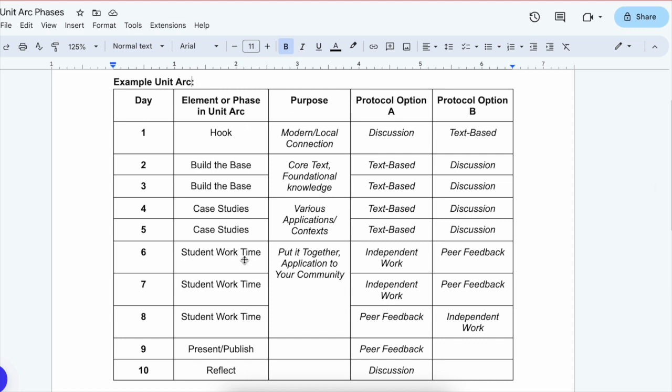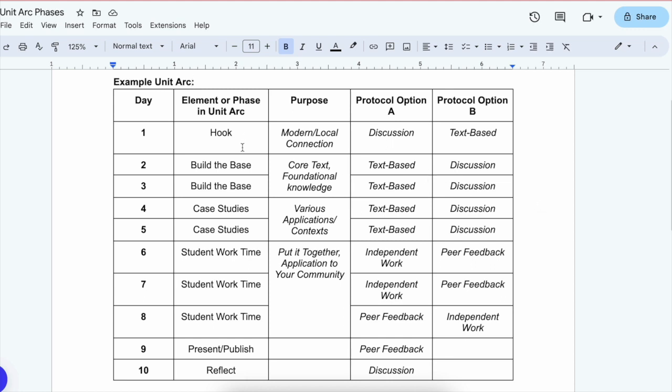So your element or phase would go hook, build the base, case studies, student work time, present, publish, and reflect. Now you can determine how many days each of those are. And I want to specifically, because I've talked about this before in other videos, talk to you today about the purpose and the protocol options.